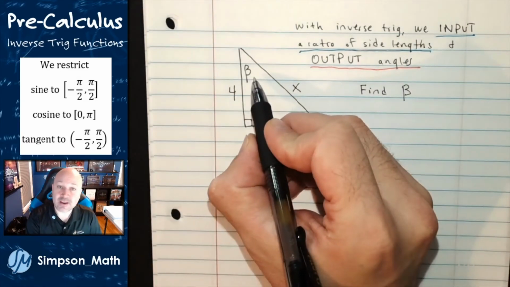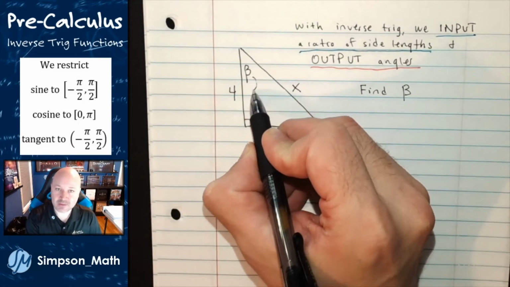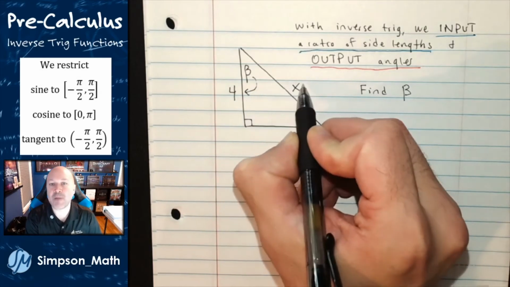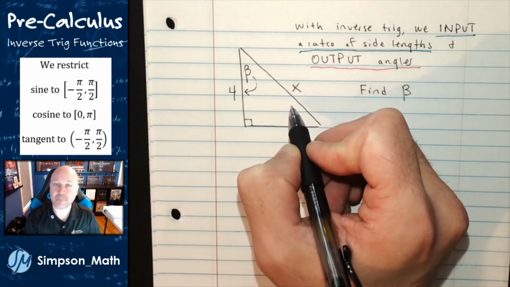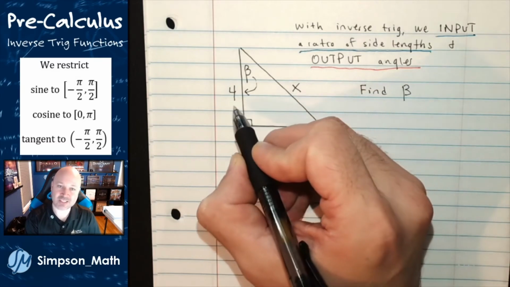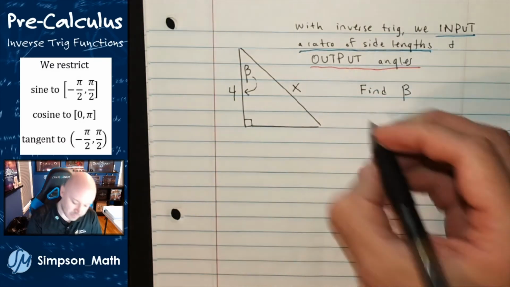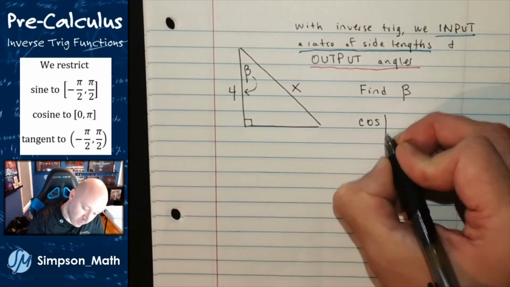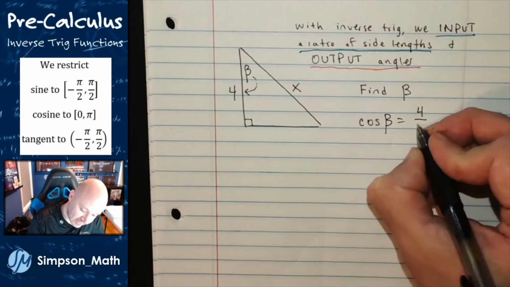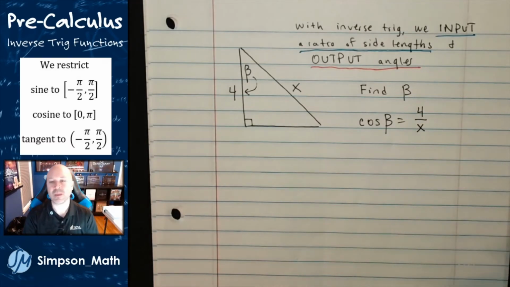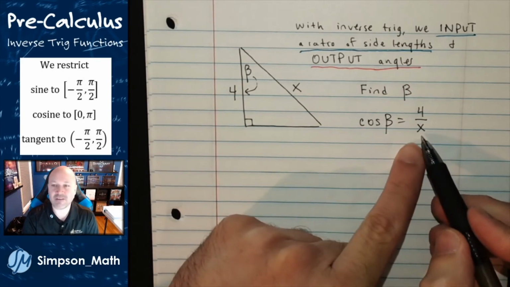A regular trig equation that relates those three. So hopefully you can tell that adjacent to beta is 4, and the hypotenuse is x. So the SOHCAHTOA definition helps here. Cosine of beta is adjacent over hypotenuse. So I'm going to write that down. Cosine of beta is defined as 4 over x. But this time I want the beta. I don't want the x. I'm not solving for x this time.